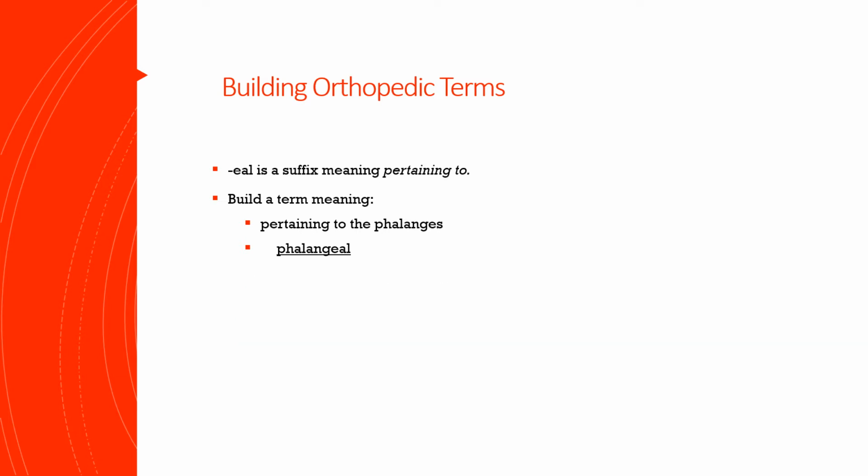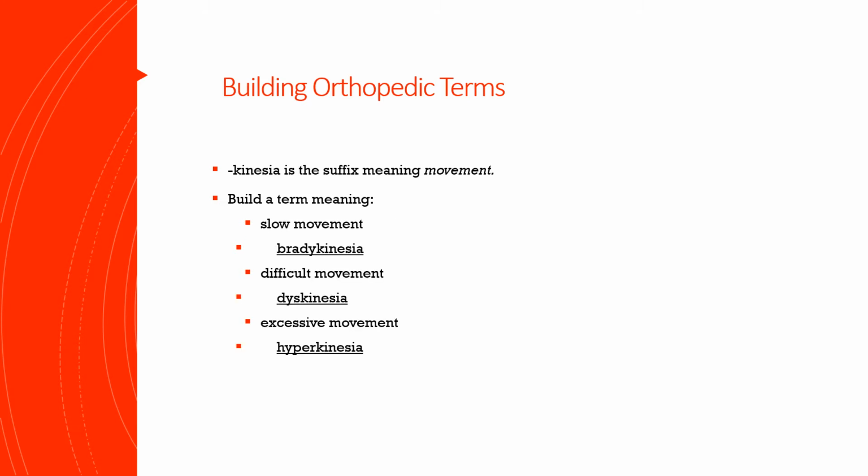Eal is a suffix that means pertaining to. Build a term that means pertaining to the phalanges. Phalangeal. What are the phalanges? They're your fingers and your toe bones. Ic is a suffix meaning pertaining to as well. Build a term meaning pertaining to above the pubis. Suprapubic. Kinesia is a suffix meaning movement. Build a term meaning slow movement. Bradykinesia. Difficult movement. Dyskinesia. Excessive movement.